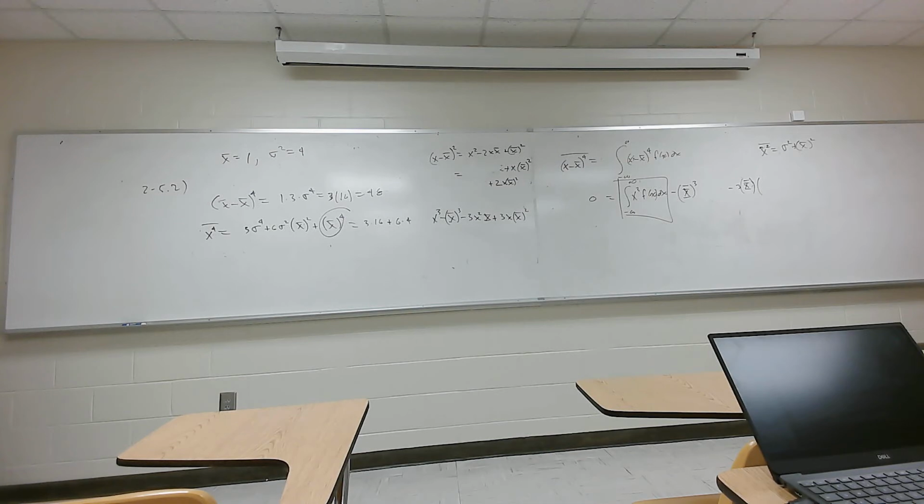Y'all with me? Right at the bottom there, we have x bar squared. That's the second moment minus 2 x bar times x bar. That's just the second one minus the mean. And then what he does is he takes that and sets it equal to what he's got there, and that's exactly right. So here's what happens.